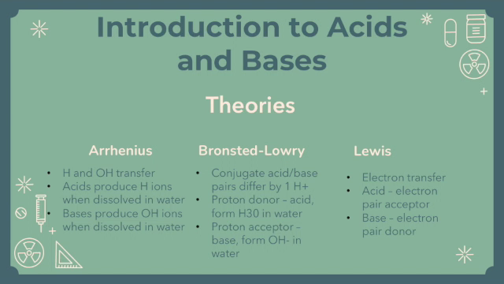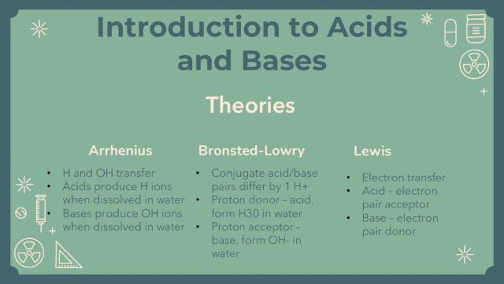I'll now quickly go over a few concepts that scientists tried to use to theorize acid-base behavior. First off is the Arrhenius theory, which focuses on the release of hydrogen or hydroxide ions in acids and bases. This is considered to be an incomplete theory because it assumes that all acids contain hydrogen and all bases contain hydroxide, which isn't the case.